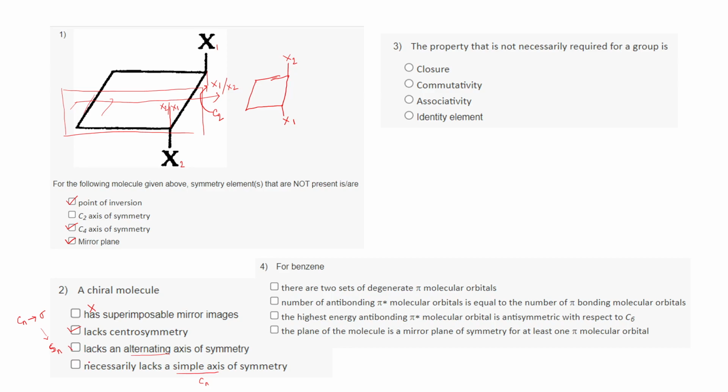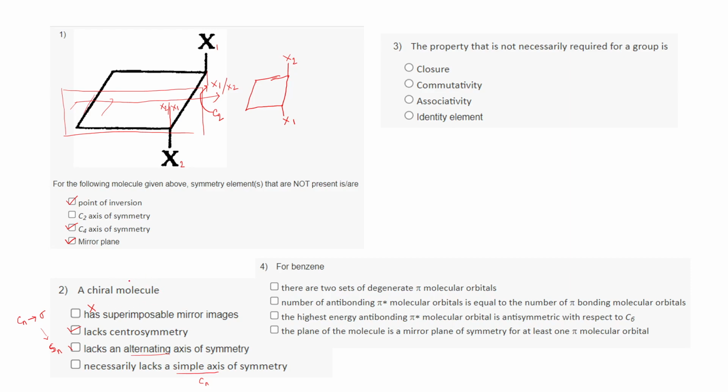Yeah, necessarily lacks, and so it is not a correct answer. So it necessarily doesn't lack an axis of symmetry. It can have one. So this is not a correct option to choose. So we are choosing all the correct options for a chiral molecule.